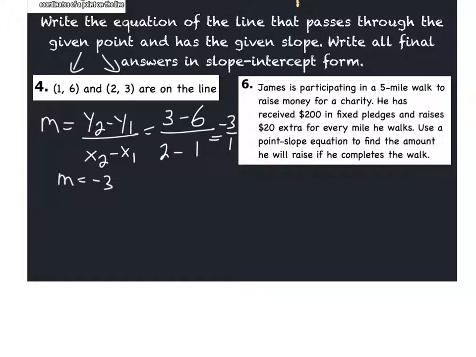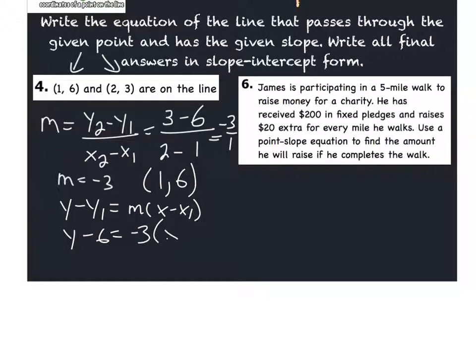If we choose the first point, which is 1 comma 6, we can use point-slope form, which is y minus y1 equals m times x minus x1, to write an equation. Fill in all the things that you need to fill in, that would be y minus 6 equals your slope, which is negative 3, times x minus 1. Distribute, you would be left with y minus 6 equals negative 3x plus 3.